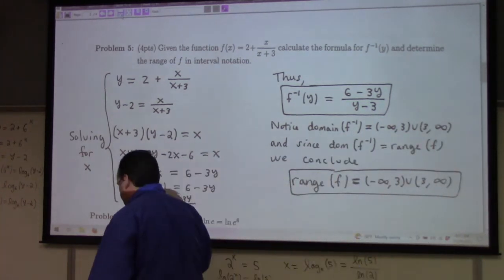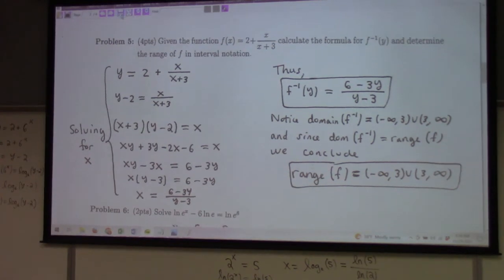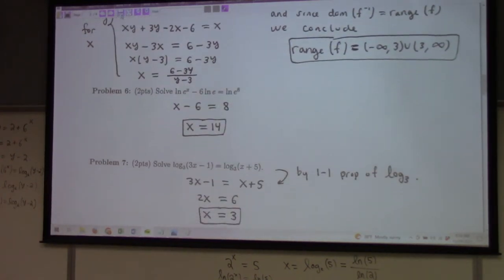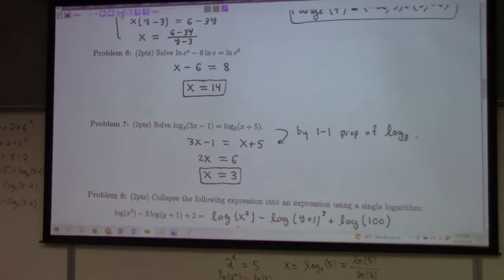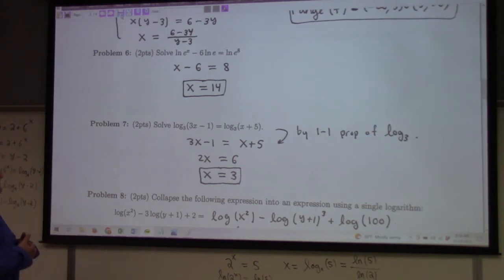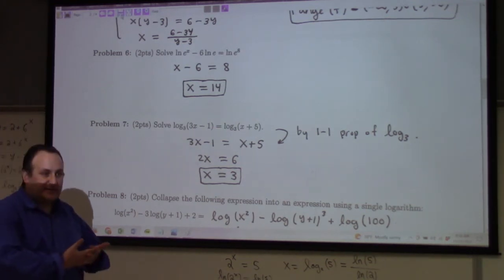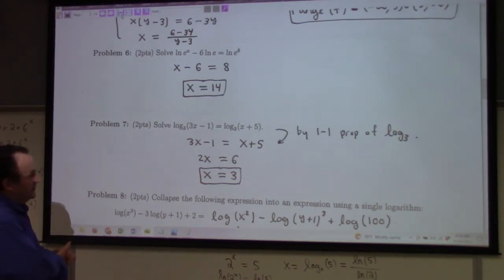Okay, so just a word on that. Problem 6 looks like its bark is worse than its bite, right? Log of e to the x is identically x. The natural log of e is 1, so that's just minus 6. The natural log of e to the 8 is 8. So this is literally the equation x minus 6 equals 8. The solution is x equals 14.